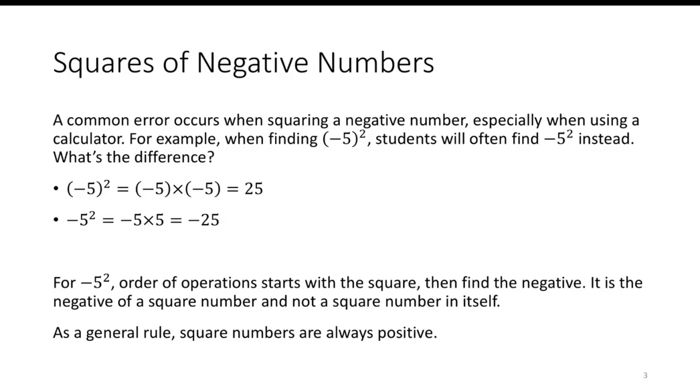Without the parentheses, order of operations tells you to do the square first. So the -5 squared in this case becomes the negative of 5 times 5, so the negative 25. For -5 squared, again, the order of operations starts with the square, then finds the negative. It is the negative of a square number and not a square number in itself. So as a general rule, square numbers are always going to be positive.